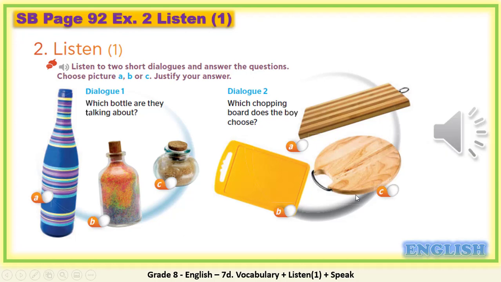7D. Exercise 2, Listen. Listen to 2 short dialogues and answer the questions. Choose picture A, B, or C. Justify your answer. Dialogue 1.